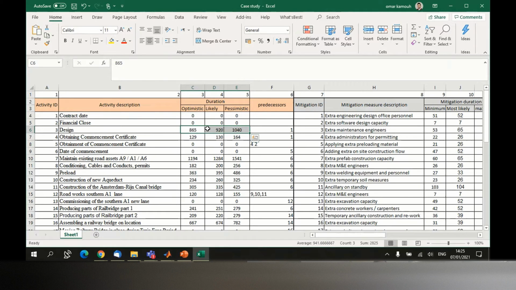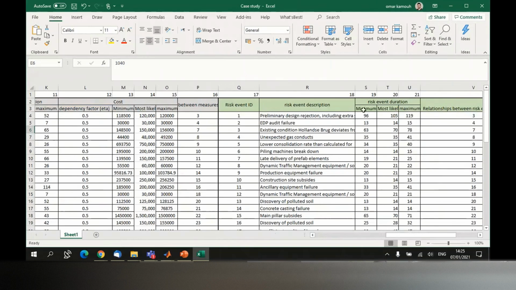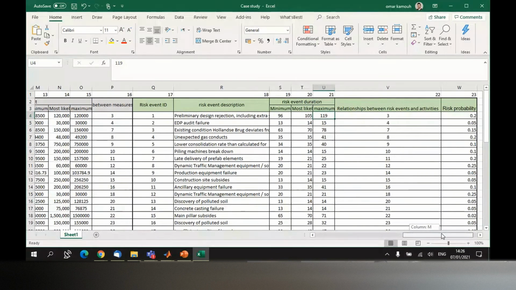So you pick a random number here for the duration. It can be, for example, 1040. We don't know. It can be this number, and your risk event is 105 or 119. So you sum these two numbers up, and then you have a new duration for the activity. And this new duration is larger than your previous duration because, of course, risk will incur delay. So duration is going to be larger. Is that clear or not so clear? Yes, that's good.